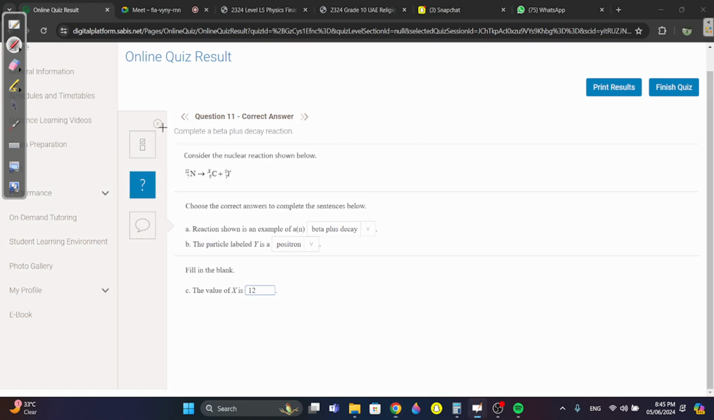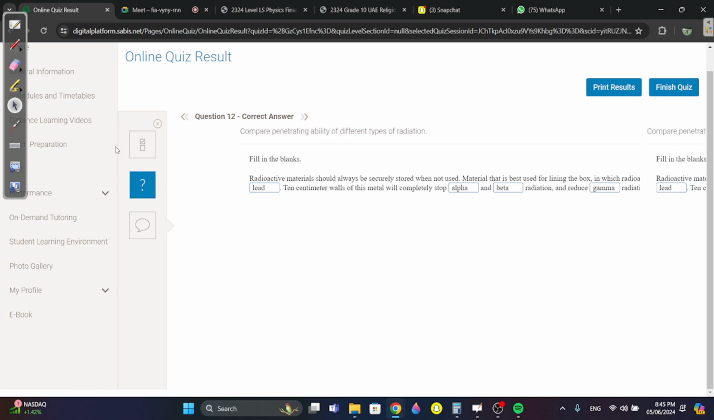Question 11. The reaction here is shown as a what? You look at the particle here. What particle has 0 mass but positive 1 charge? That's a beta particle, and it's beta plus because it's plus 1. What is it called? It's a positron. The one that has 0, 1 is called a positron. You just have to memorize this. What is the value of x? Just take a look, add them. X plus 0 equals 12, so obviously x is 12. Question 12.